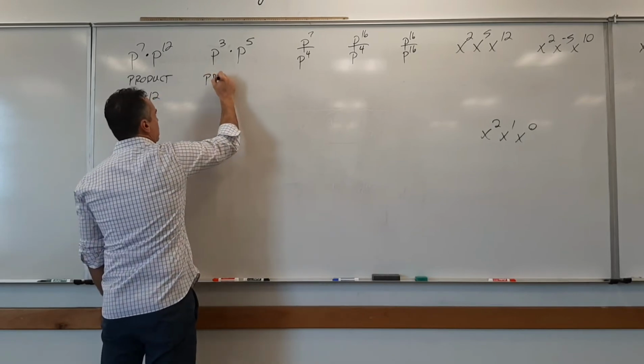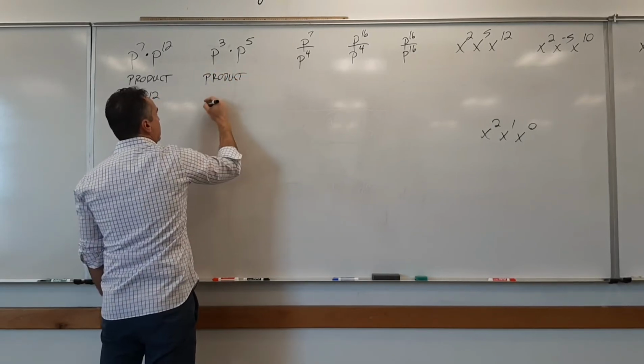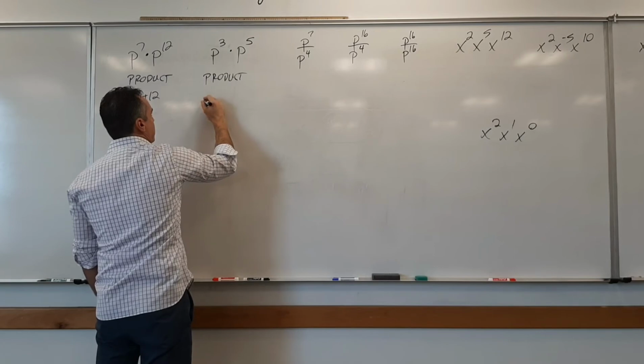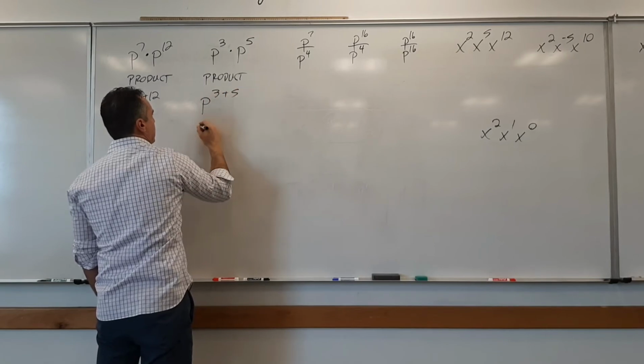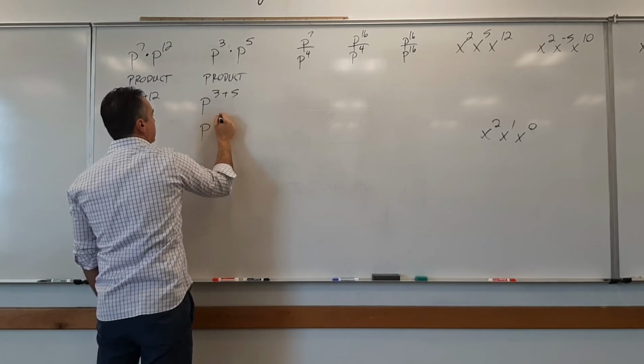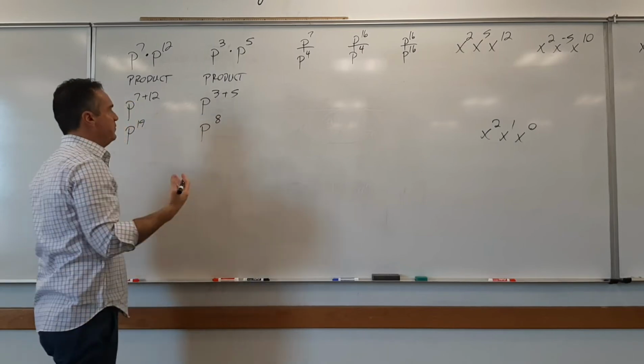Again, this is the product rule, okay? And because they're being multiplied, they have the same base. We're going to say this is p to the 3 plus 5, which makes p to the 8. Okay? You can't multiply them. You can't say it's p to the 15th.